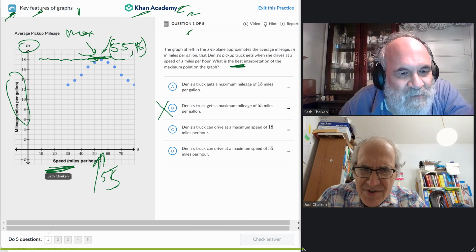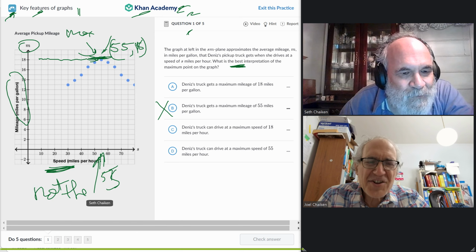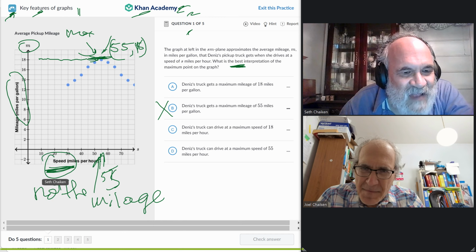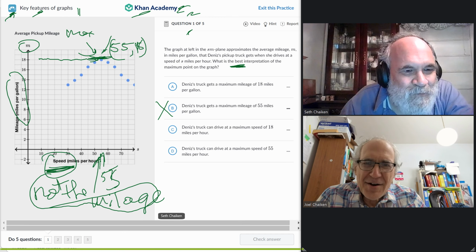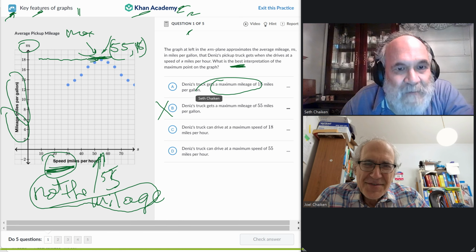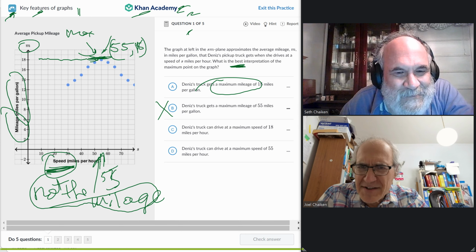Denise's truck. This is the speed, not the mileage. You have to be careful of that. Units do the walking on that one. Units tell you this is the speed, not the mileage. The question is asking about the mileage. Denise's truck can travel at a maximum of 18 miles an hour.